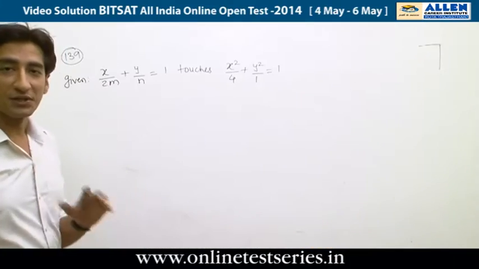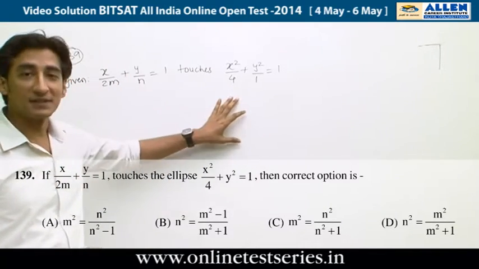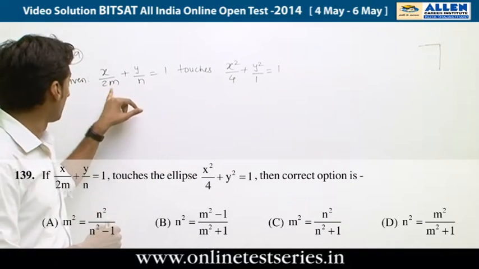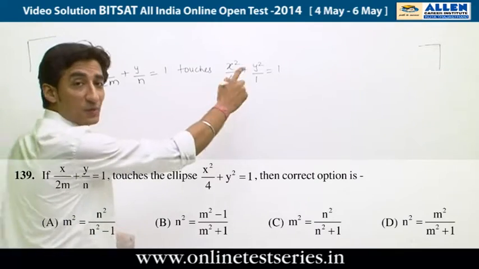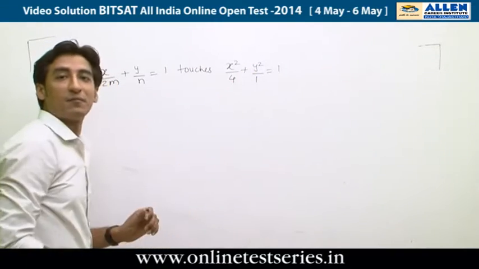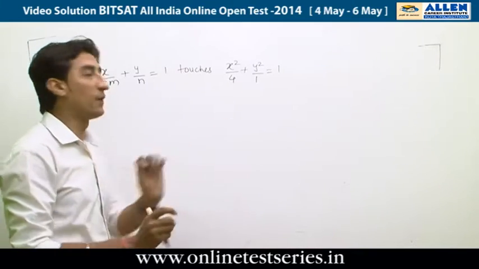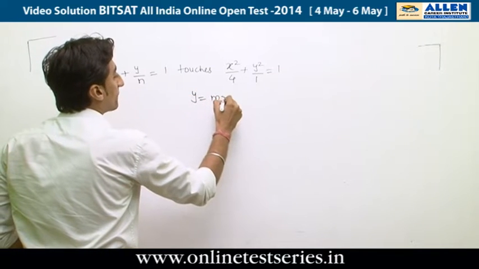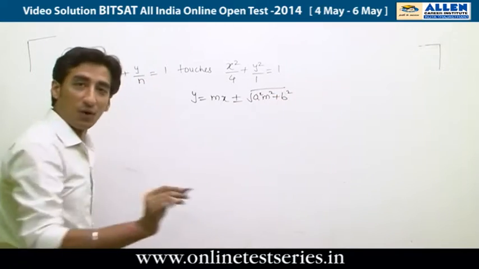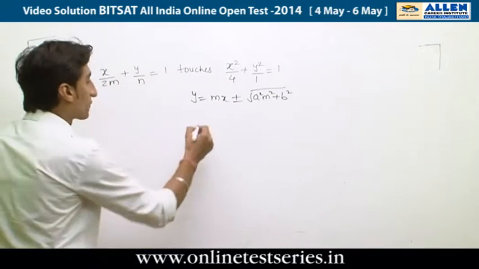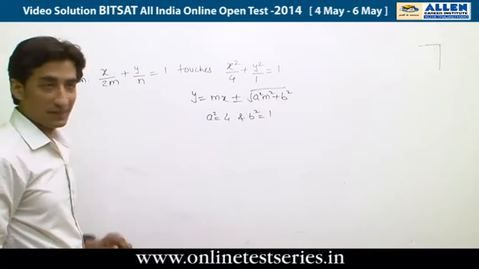Thank you so much. So question number 139 is of topic ellipse, in which an equation of a tangent to the ellipse is given and we need to find the relation between m and n. So how to do that? Clearly, if x square by a square plus y square by b square equal to 1 is the equation of the ellipse, in that case the equation of the tangent is y equal to mx plus minus under root of a square m square plus b square, that we already know. For the given ellipse, a square is equal to 4 and b square is equal to 1. That too we can clearly see.